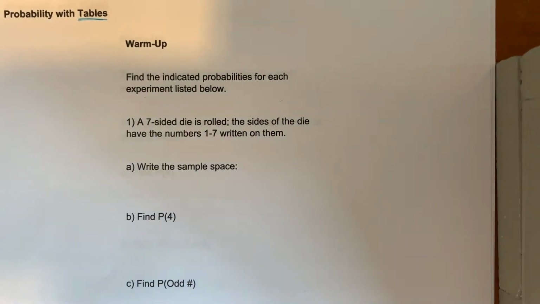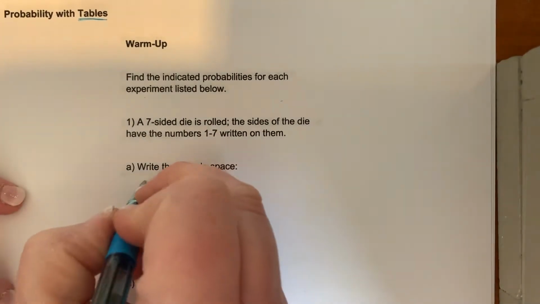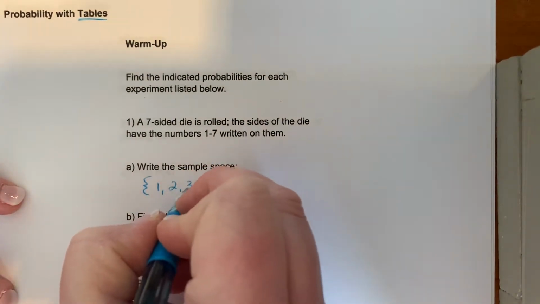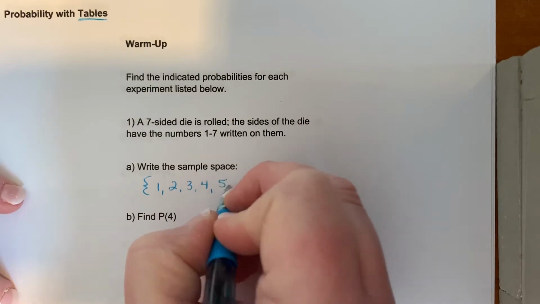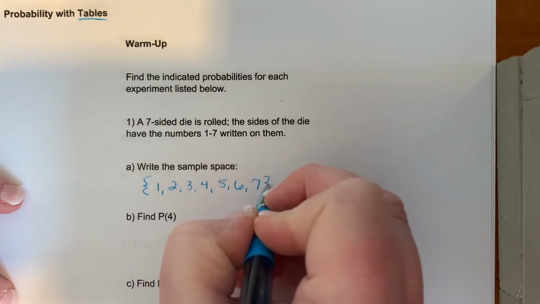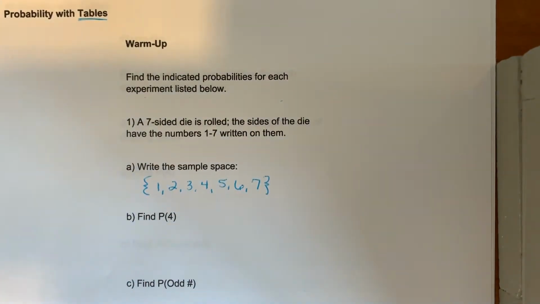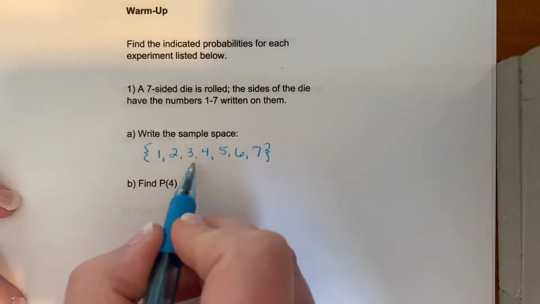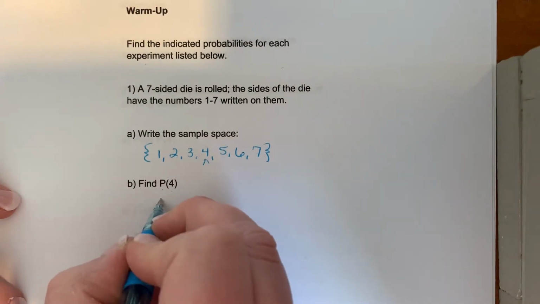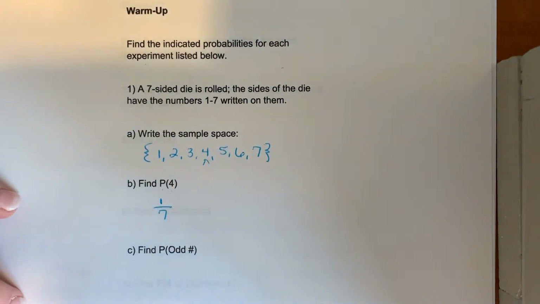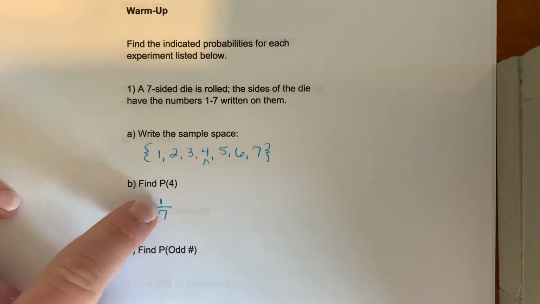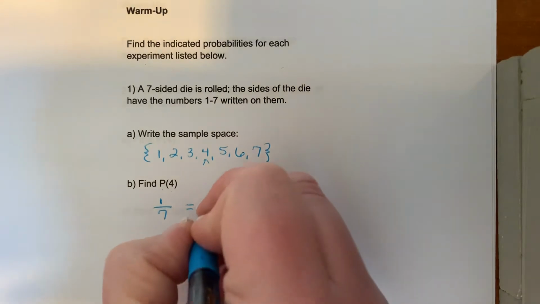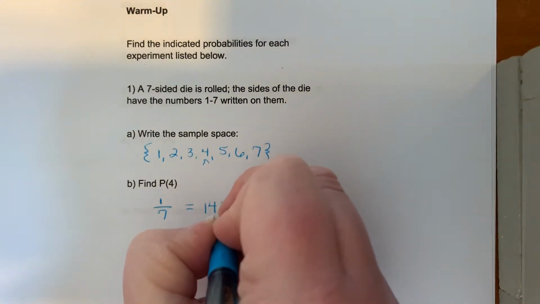Sample space, remember, is just what could possibly happen. So what could possibly happen is that you roll a 1, a 2, a 3, a 4, a 5, a 6, or a 7. So those are the possible outcomes. That's our sample space. So what's the probability that we roll a 4? Well, there's only one 4 out of 7 possibilities. The probability of rolling a 4 is 1 out of 7, which equals a 14% chance of happening.